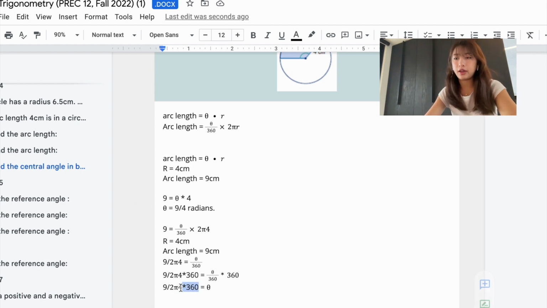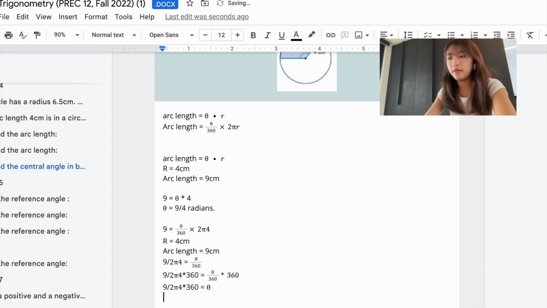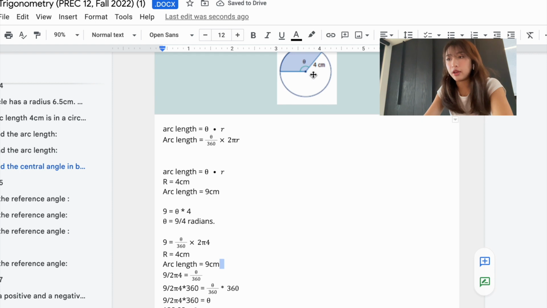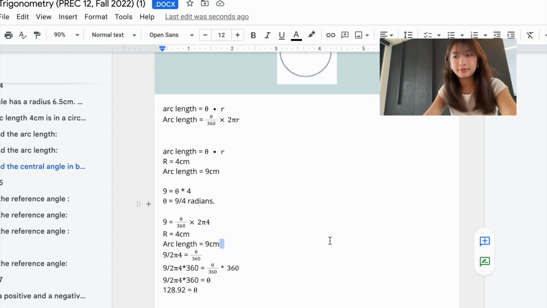So this is the value of theta in degrees, but we're now just going to have to plug that into a calculator to get a number amount. All right, so after calculating all of this, plugging it into a calculator, we get 128.92 is equal to theta. So that is the value of the central angle of this circle in degrees. And that's it.